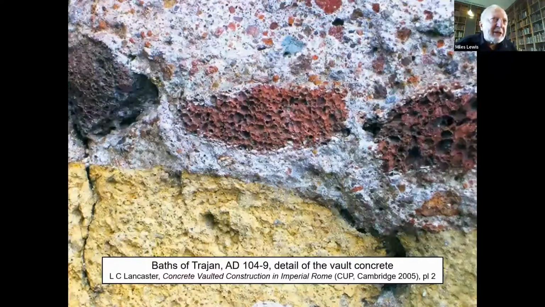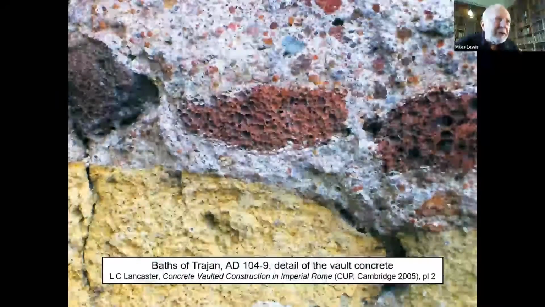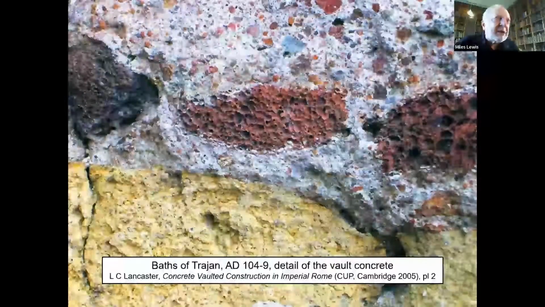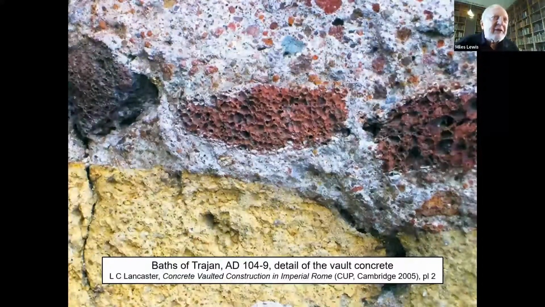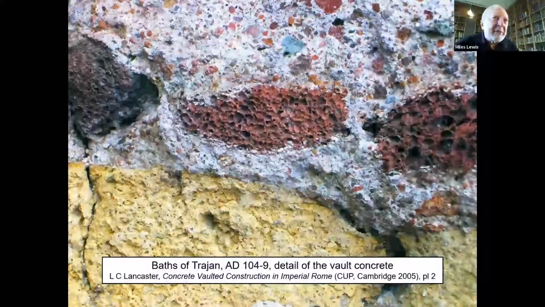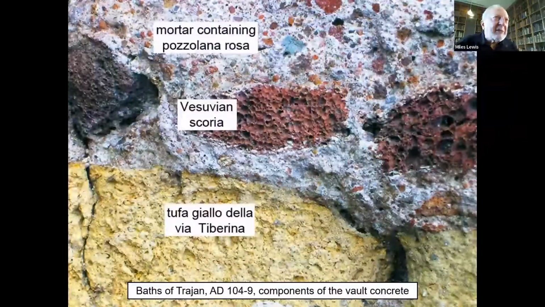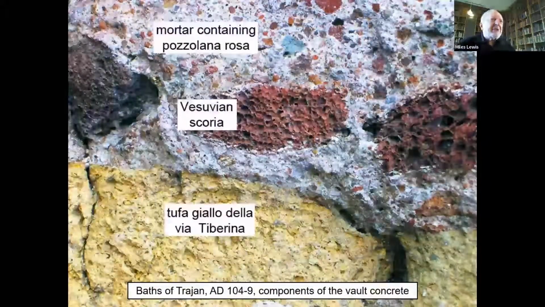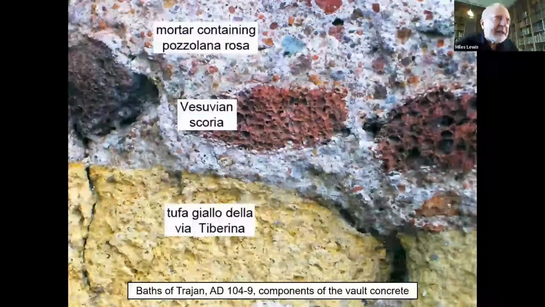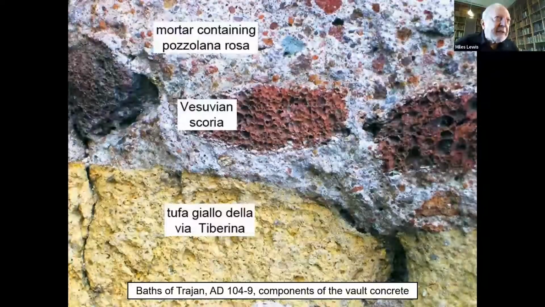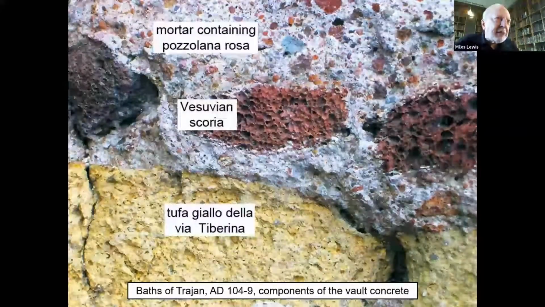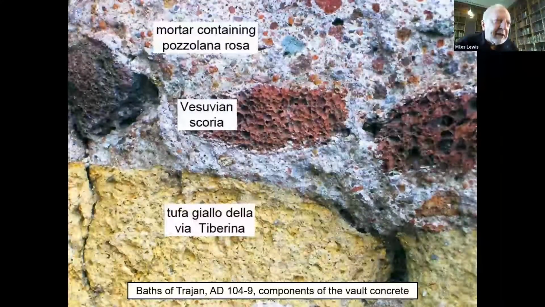But going back to these materials, you can see now in that close view the two different aggregate materials and then little chips of the volcanic earth, the pozzolana, within the lime itself. So there's the materials you've got. In that case, it's red pozzolana, the pozzolana rosa, and scoria from Vesuvius and also from near Rome, and the yellow one at the bottom.